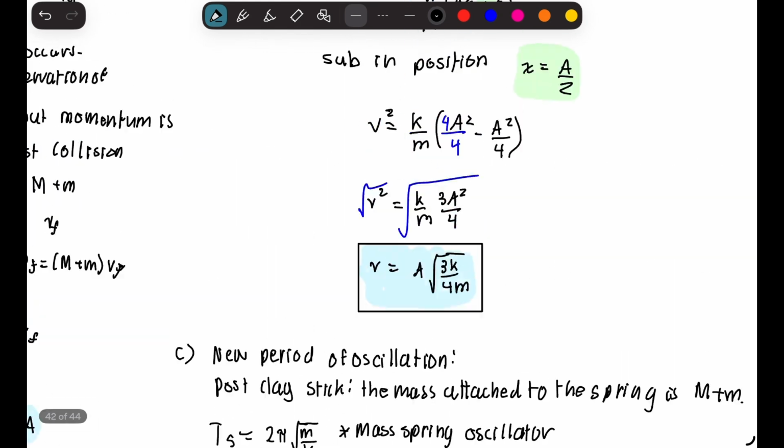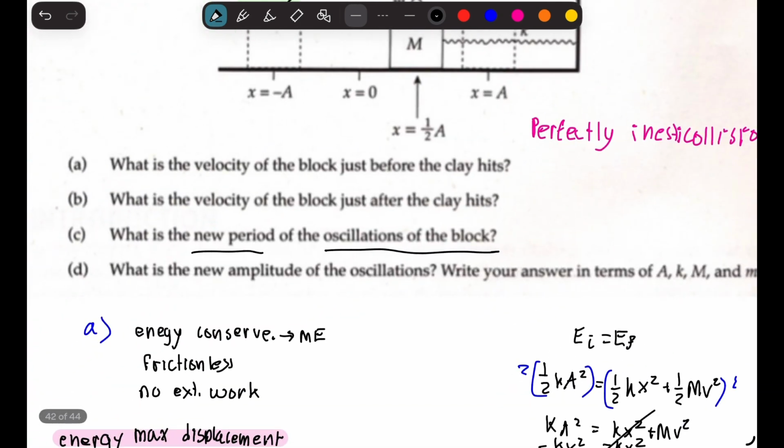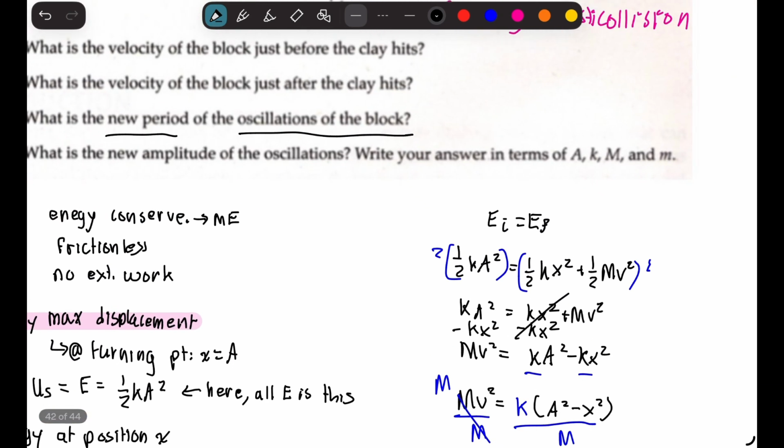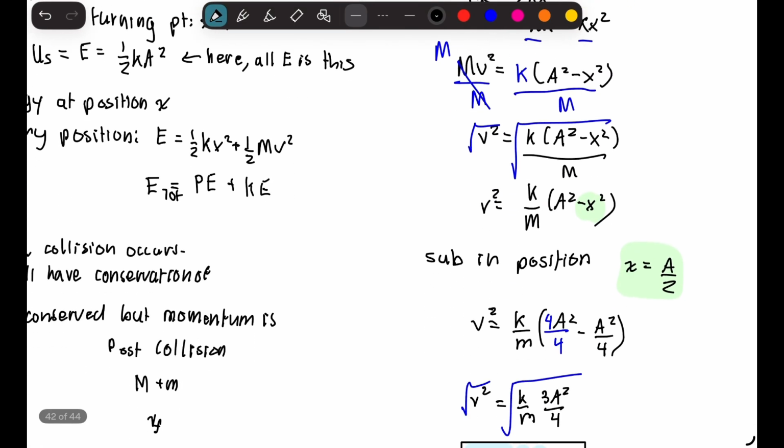Now you need to find your answer to part D. What is the new amplitude of the oscillations? Write your answer in terms of A, k, M, and m. Okay.